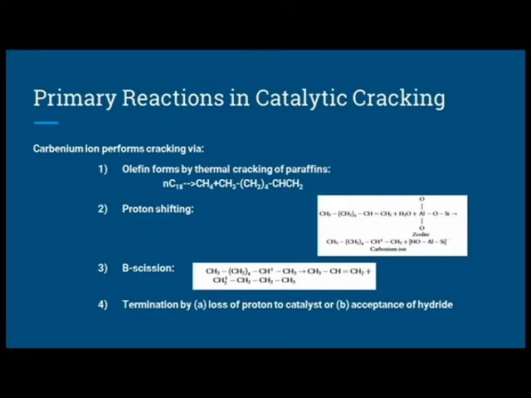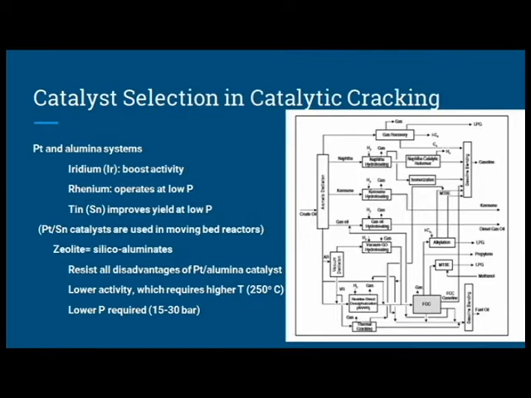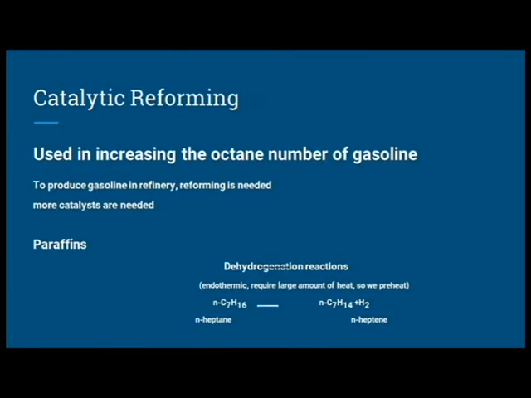Then we have to take into account that when you select the catalyst, the primary ones used are platinum and alumina systems. However, platinum is very expensive, so we tend to use zeolite, which is less expensive. However, its activity is lower, so it requires a much higher temperature to activate. And then from there, you have to use catalytic reforming to increase the octane number in gasoline.